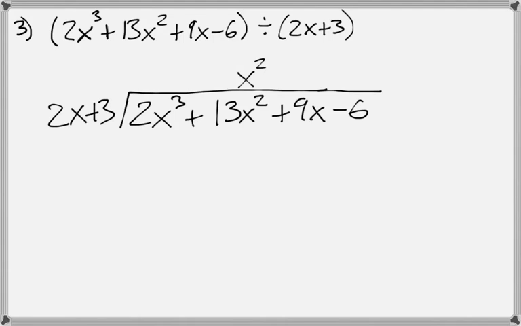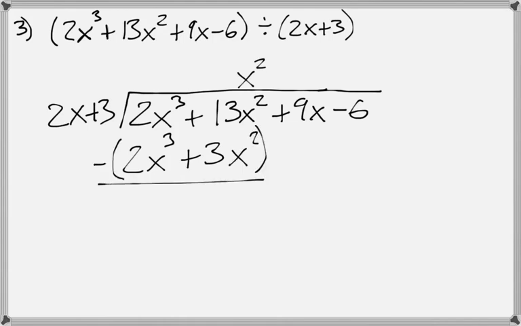And then I need to multiply this by both of these terms. So that's going to be 2x cubed plus 3x squared. And I'm going to now subtract these. My first terms go away. My first term should always go away. So if I indeed pick the correct number here, then these first terms should always go away in the subtraction. 13x squared minus 3x squared is going to give me 10x squared. Then I'm bringing down the plus 9x, and I'm starting over.